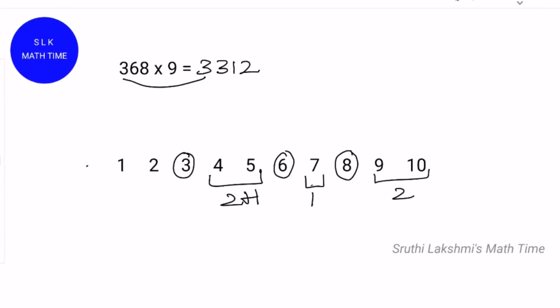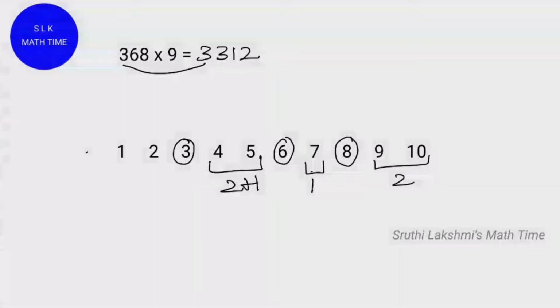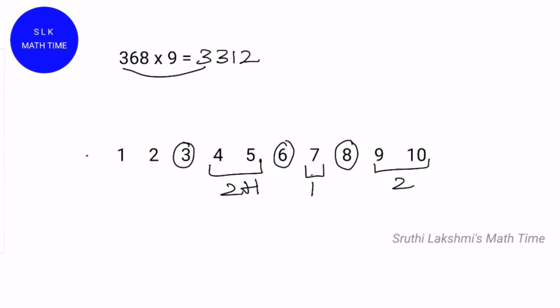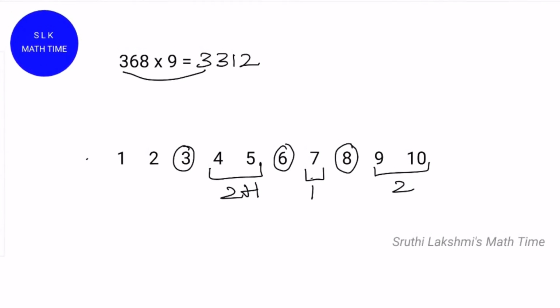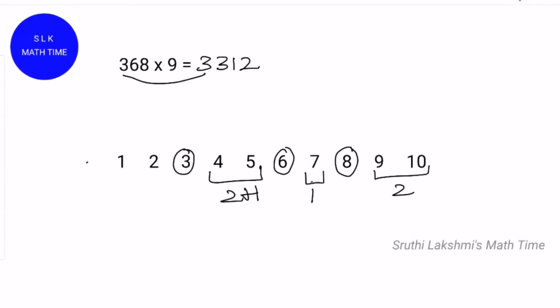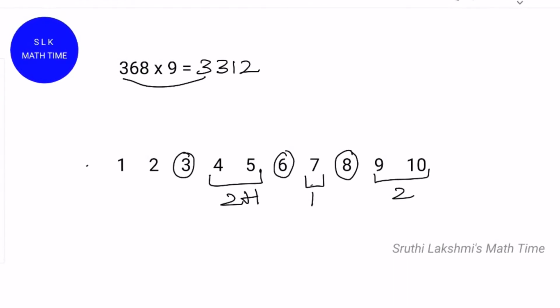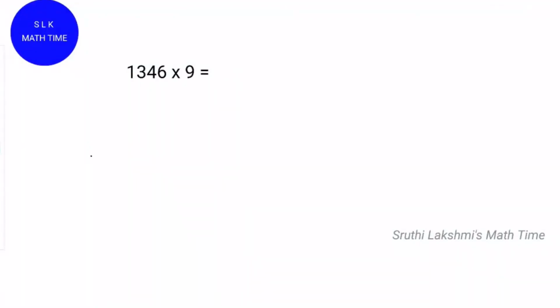Isn't this method also easy for 3-digit numbers multiplied by 9? As you see, this method uses no multiplication at all, which makes it much easier. Let's see a 4-digit example. So 1346 into 9.